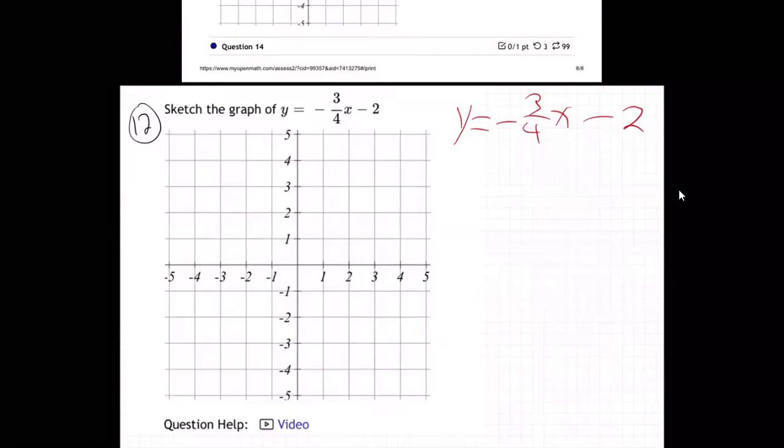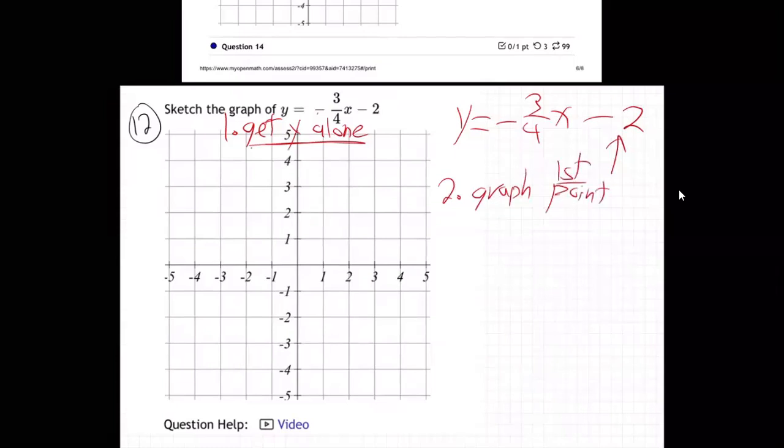So step one is get y alone. It already is. In our case, it's already done. So if it wasn't, you would have to do that. Let me write that down. Get y alone. So that's step number 1. We did it already. Step 2, start here. This is step number 2. Graph a point, first point.